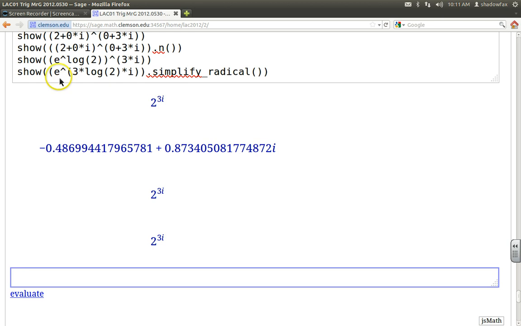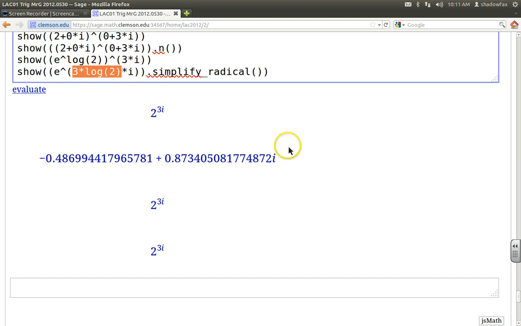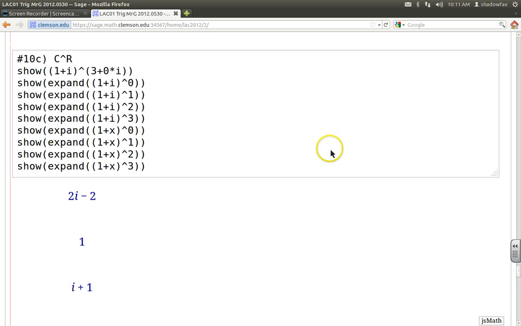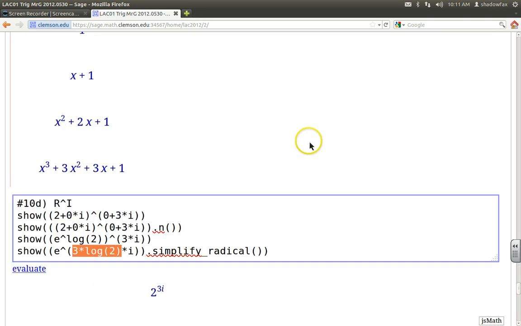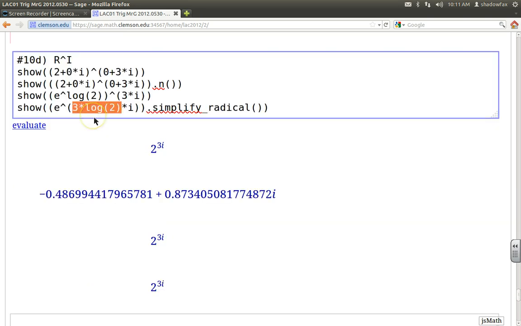But don't we know what e to the i theta is? What is e to the i theta, or e to the ix? e to the ix is cosine x plus i sine x, but that's your x. So you see why? Do you see what you're getting? Cosine of 3 log 2 plus i sine of 3 log 2. Same thing. All right, we'll take it from there tomorrow.